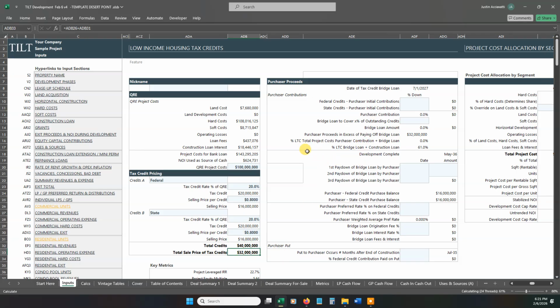Now, for you to have cash for the development in your uses and sources, the purchaser comes in and buys tax credits from you. So perhaps the purchaser comes in and buys 75% of both the federal and the state tax credits at the time of your development. And then that leaves $8 million that the purchasers have not purchased. So you can bring in a bridge loan in the model and have them take out the remainder of it from you. So you bring in the full $32 million available for your capital stack.